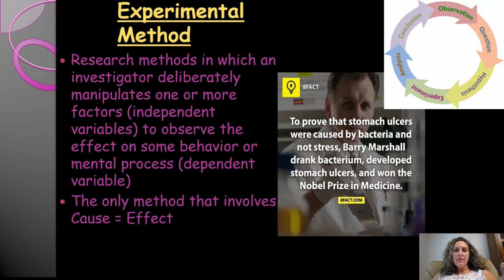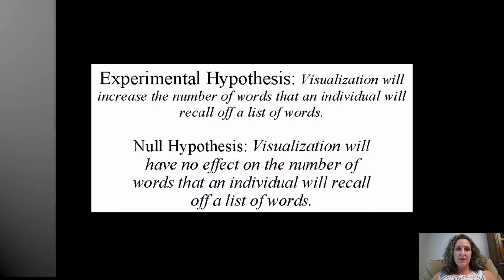So this is an interesting fact to prove that stomach ulcers were caused by bacteria and not stress, because for a long time they thought stomach ulcers were caused by stress, and they are aggravated by stress. But most stomach ulcers are actually caused by bacteria. So a researcher, Barry Marshall, drank the bacteria that he thought caused ulcers, gave himself an ulcer, and then won the Nobel Prize in medicine for that. I don't recommend that as a way to get the Nobel Prize.